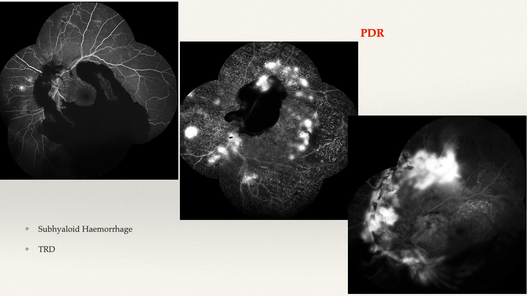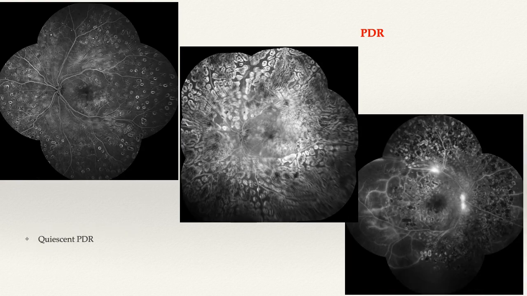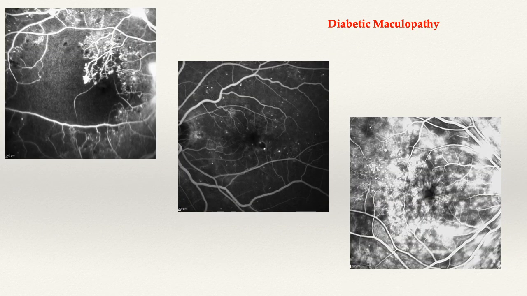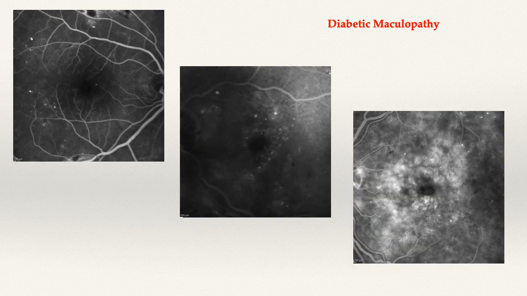And in the lower right photo, we can see fibrovascular tractions with retinal detachment and the leaking neovascularization, of course. In quiescent PDR, we can see the attenuated vessels, the scars of extensive laser treatment, and the hyperfluorescent glial tissue remnants of regressing new vessels. When it comes to macular edema, it could be ischemic, focal, or diffuse, or mixed between focal and diffuse, ischemic, focal, and diffuse.